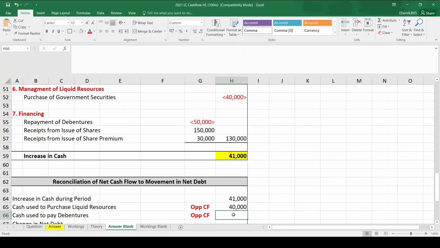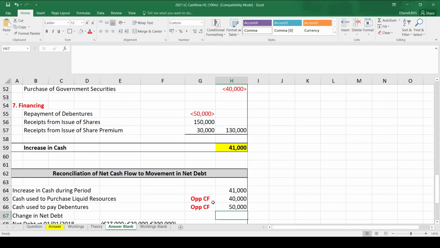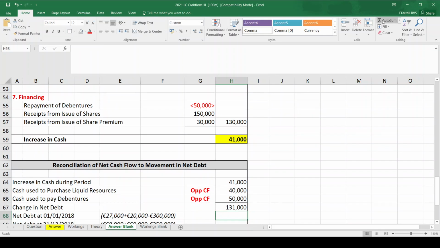With the debentures, again, it's going to be the opposite of the cash flow. If the debentures are minus in the cash flow in heading 7, it's going to be a plus here. If it was a plus in the cash flow, it would be a minus. So there are the simple, quick rules to remember. Now I'm just going to total these down, and they come to 131,000, which is the change in net debt.